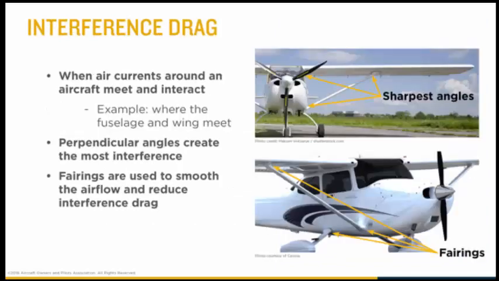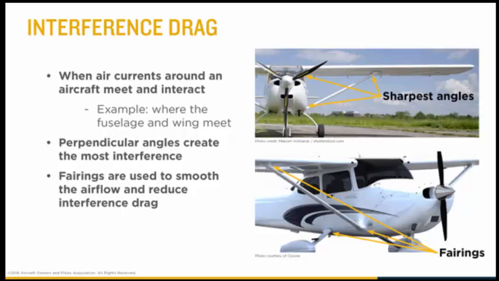Alright, so now interference drag is generated by the mixing of airflow streams between the airframe components, such as the wing and the fuselage, or landing gear struts and the fuselage. So as air flows around different aircraft components and mixes, the turbulence that is formed creates a drag sum greater than the drag components would have by themselves.